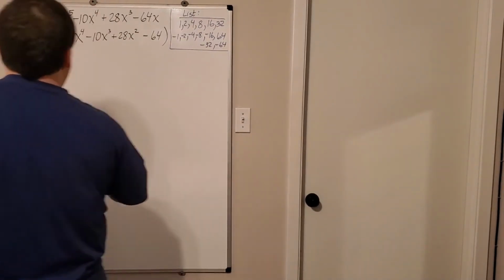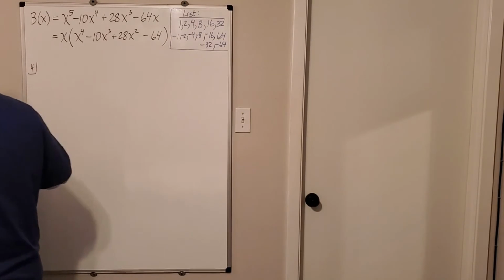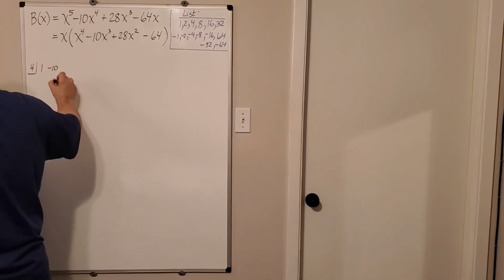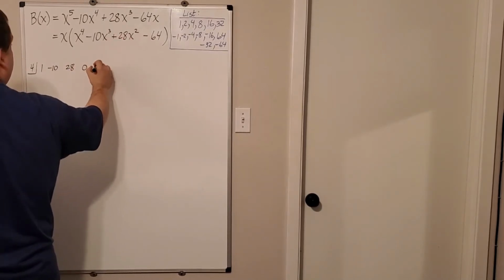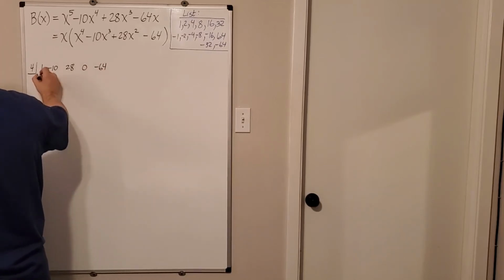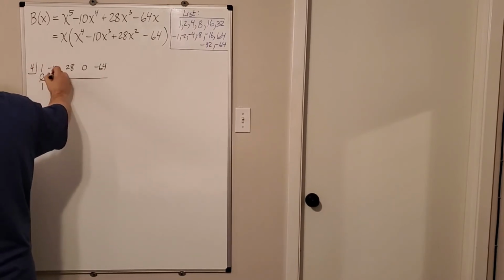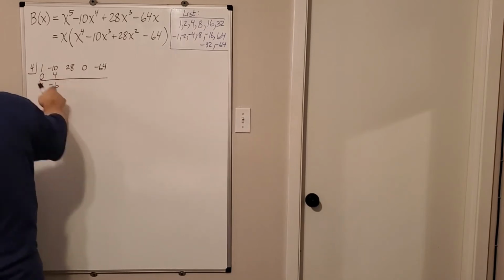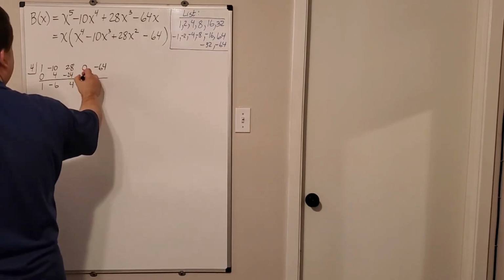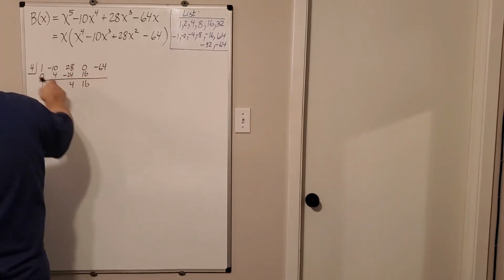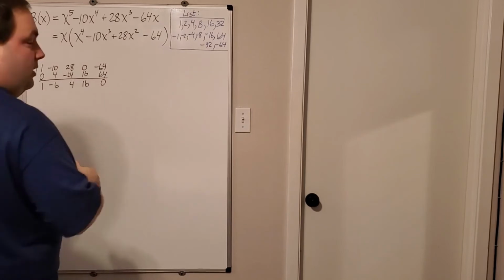We're going to try 4. So I divide 4 into my polynomial here. 1, -10, 28, 0, don't forget because I skipped a power here, -64. Put my 0, draw my line, divide, right? So I add, multiply, add, multiply, add, multiply, get 16, add, 4 times 16 is 64, add, I get 0. Remember, that's our magic we love to see.